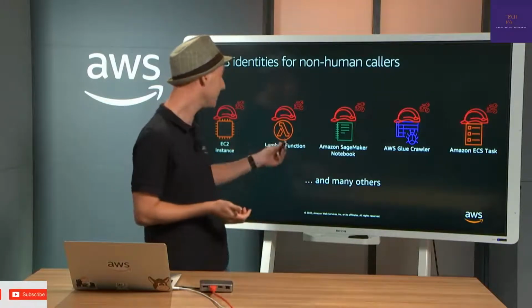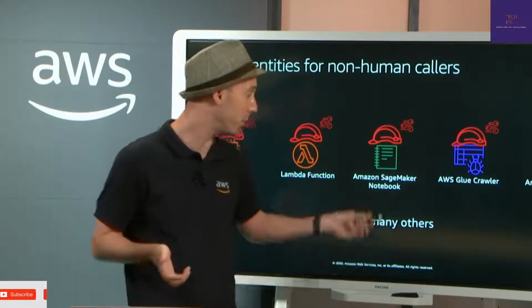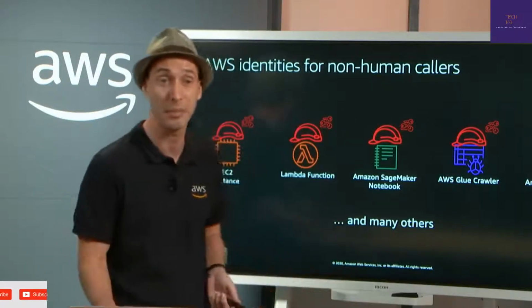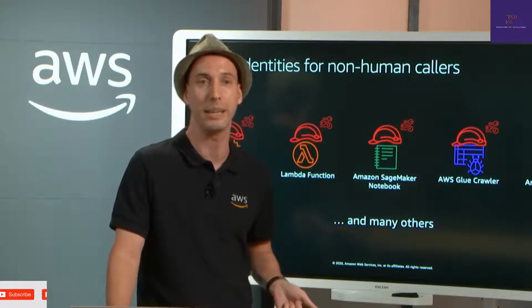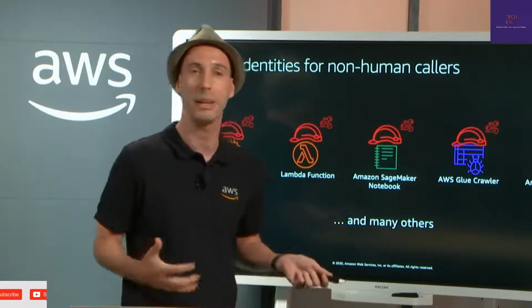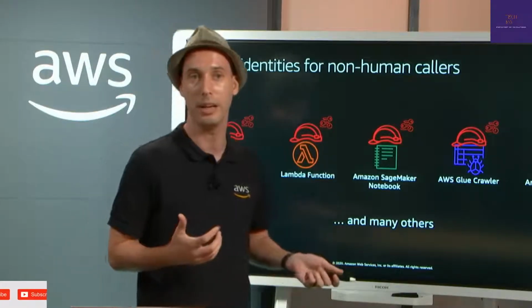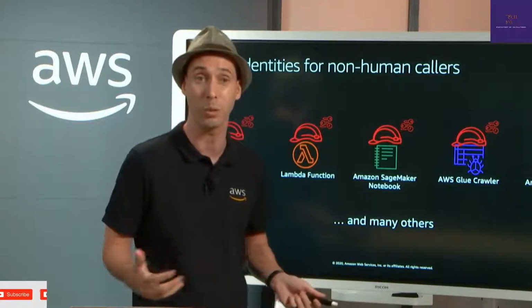Now, EC2 instances, Lambda functions, and a few other popular ones, SageMaker notebooks, Glue crawlers, or ECS tasks, just to name a few. And so it's important to understand that most of the work you might be doing in IAM at the beginning will probably involve a combination of roles that humans assume and roles that services assume in order to get work done in the cloud.